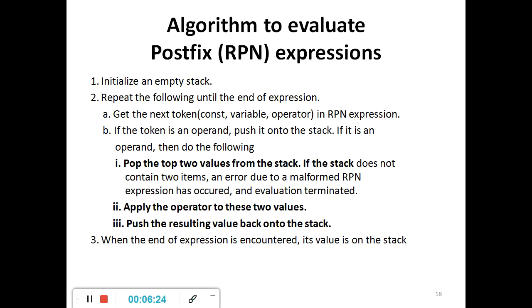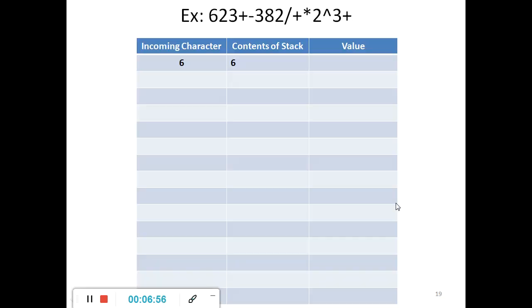We look at individual tokens. The tokens can be a constant or variable and operator. Now if the token is an operand, then we push it onto the stack. If it is an operator, then we do the following 3 steps. We, as I told you before, pop off 2 operands from the stack and then apply the operator to these 2 values and push the result back onto the stack once again. Now when the end of expression is encountered, the value is available on the stack itself.